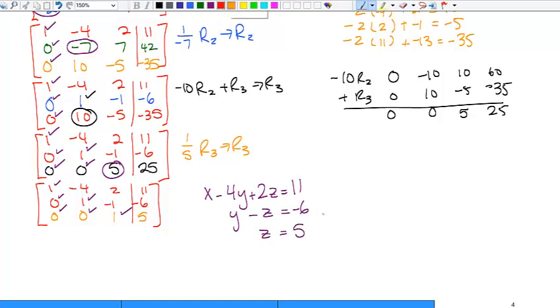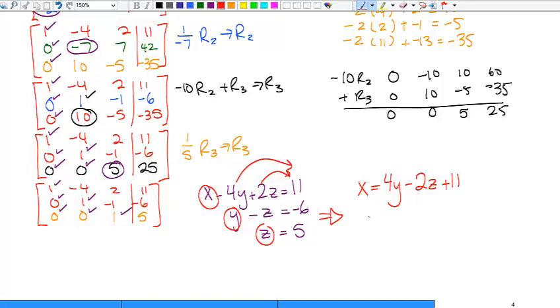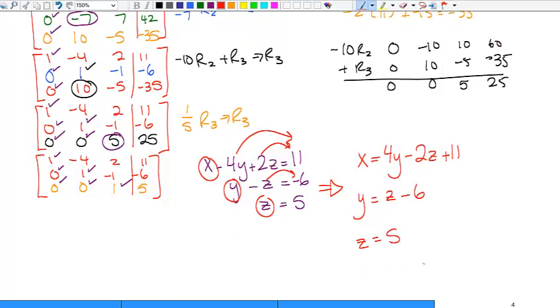Okay, and now I'm going to take one extra step and solve it for the x, the y, and the z so that it's a little bit easier. So I have x equals, I'm going to move the negative 4y and the 2z to the other side. So when I move negative 4y to the other side, that becomes positive 4y. When I move positive 2z to the other side, it becomes negative 2z. And 11 stays the same. Okay, for the y equation, I move the z over, that becomes positive z minus 6, then minus 6 stays the same. And then z equals 5, that's actually already solved.